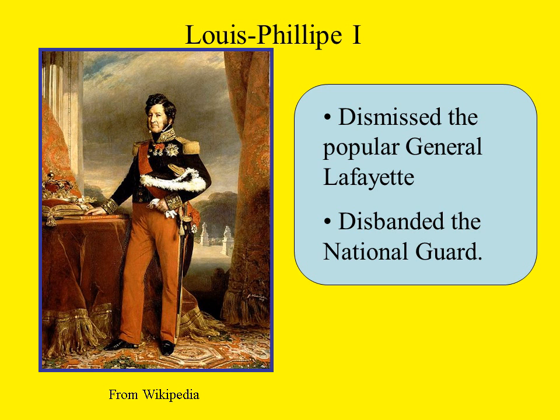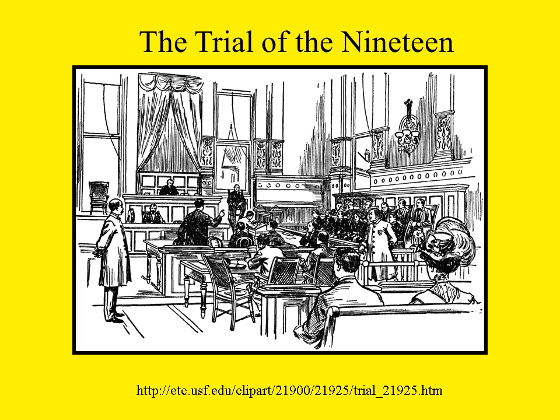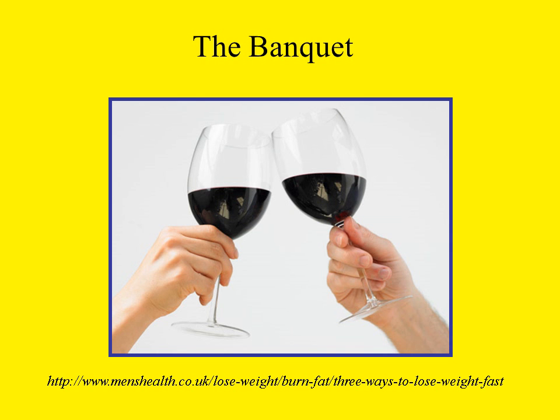In December 1830, Louis-Philippe dismissed the popular General Lafayette and disbanded the National Guard. Many of the National Guard refused to hand over their arms, and 19 of the artillerymen, who were seen as leaders, were arrested. They went to trial in April 1831 and were found not guilty. To celebrate the verdict, the society organized a banquet for May 9, 1831.